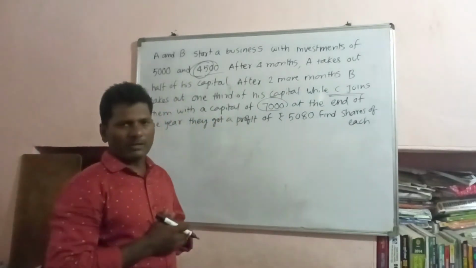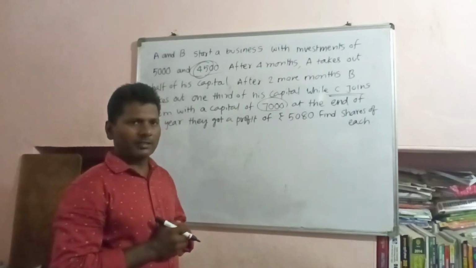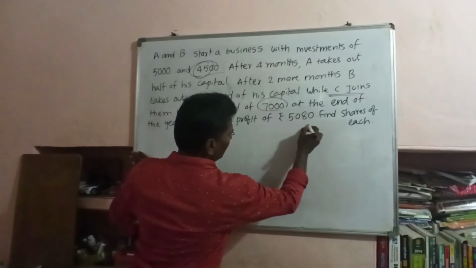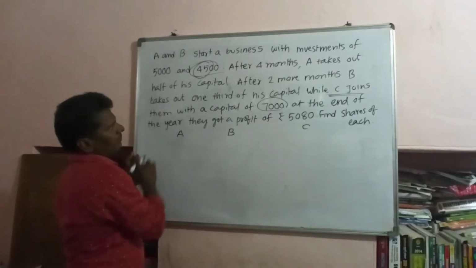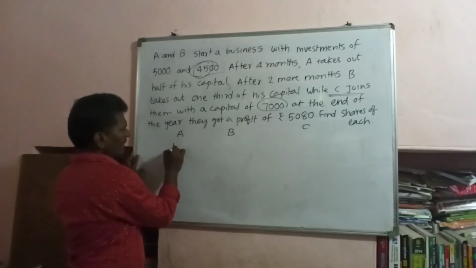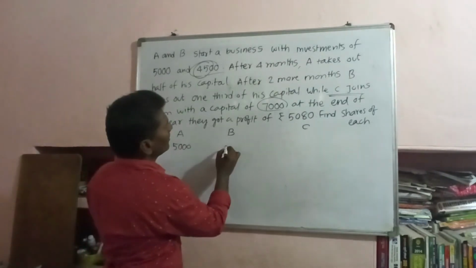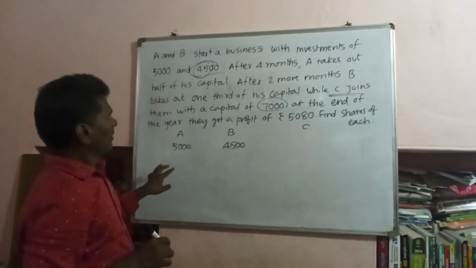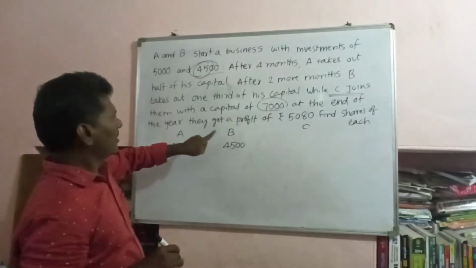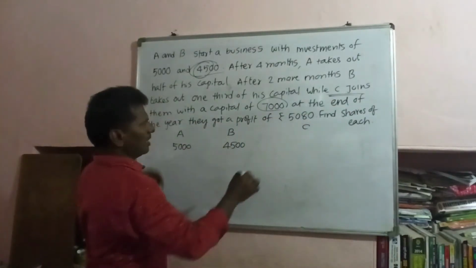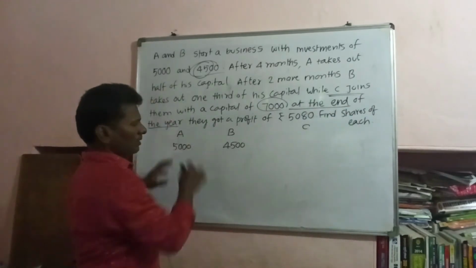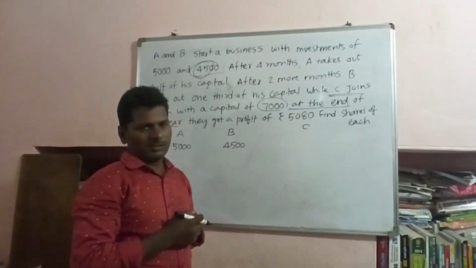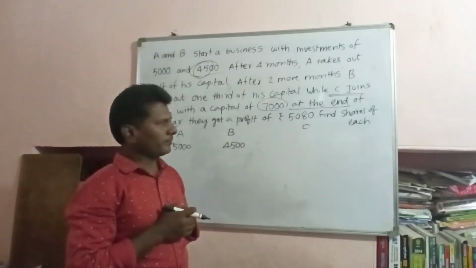So in this method, first we have to write investments, after that time periods. Here A's investment, here B's investment, this is C's investment. A's investment is 5,000, so I am writing 5,000. B's investment is 4,500. Here it is given that at the end of the year, that means the time period is given. That business went for 12 months. That we have to remember.